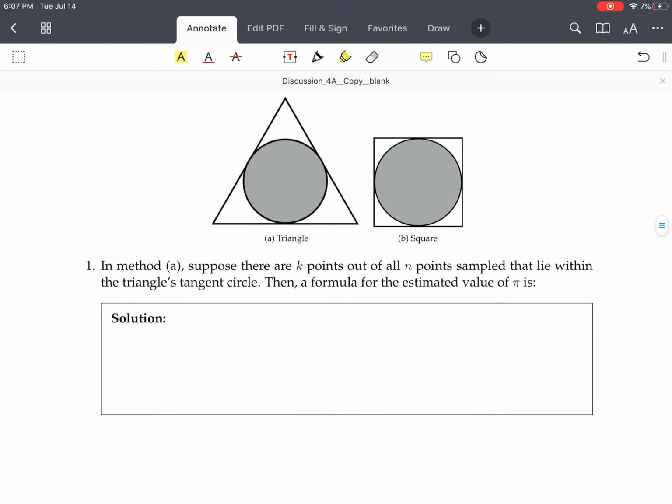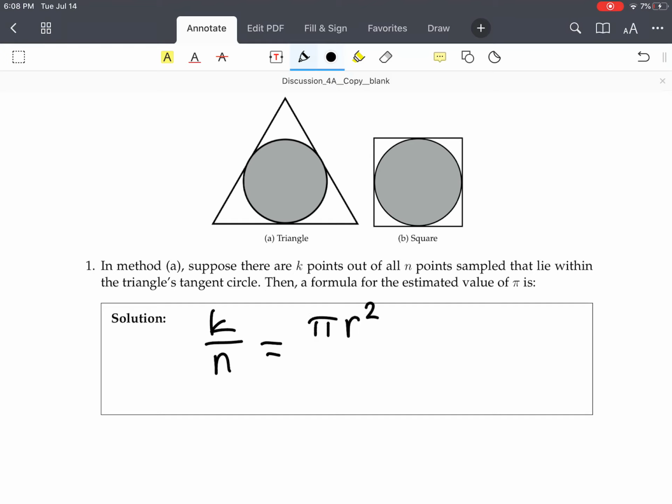First of all, we're going to look at the triangle. So how is this going to work? Suppose k out of all n points sampled lie within the triangle's circle, then a formula for the estimated value of pi is... Okay, so let's write this. We can write a ratio between k and n, so k over n, and the areas of the circle and the triangle. The area of the circle is pi r squared, where r is the radius of the inscribed circle. And the area of the triangle, now this is a little tricky, but if you look it up, the area of an equilateral triangle with an inscribed circle of radius r is 3 root 3 r squared.